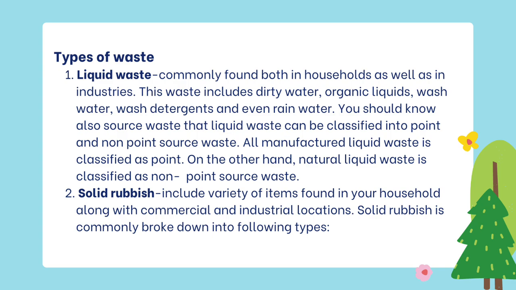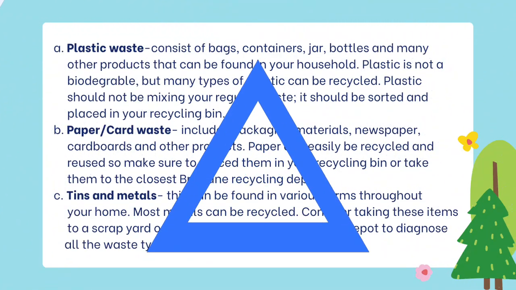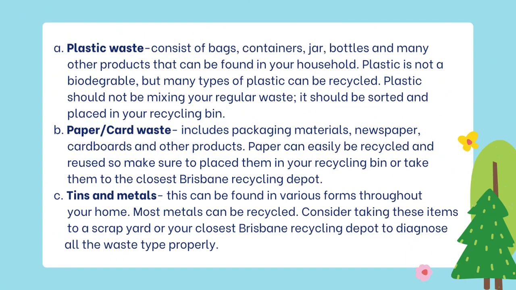Solid rubbish includes a variety of items found in your household, along with commercial and industrial locations. Solid rubbish is commonly broken down into the following types. Letter A, plastic waste, consists of bags, containers, jars, bottles, and many other products that can be found in your household. Plastic is not biodegradable, but many types of plastic can be recycled. Plastic should not be mixed with your regular waste. It should be sorted and placed into your recycling bin.